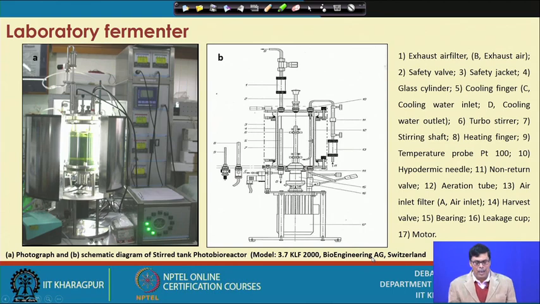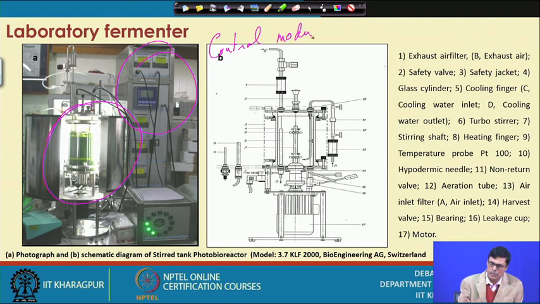Now this is in the laboratory, because I am from IIT Kharagpur. We have a Bioengineering AG fermenter. This is the control module. What is the purpose of the control module? It has different types of controllers and different types of recorders, so we can monitor what is going on inside the reactor.